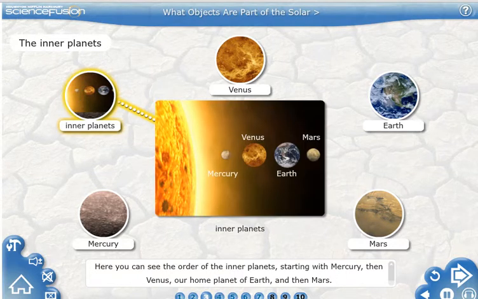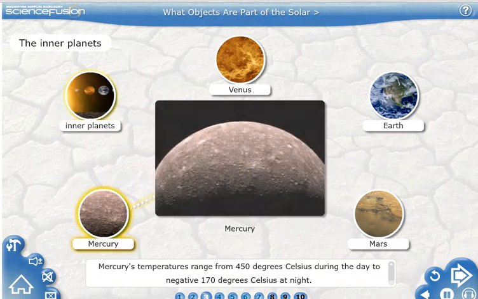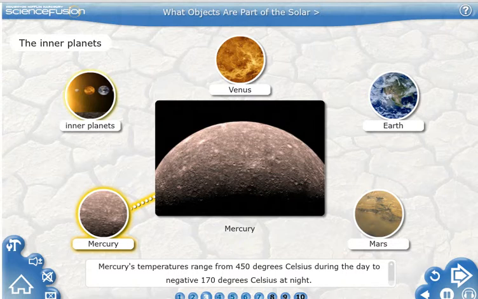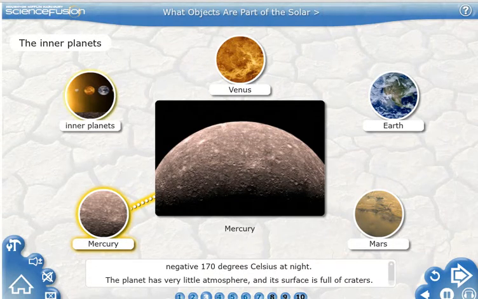Here you can see the order of the inner planets, starting with Mercury, then Venus, our home planet of Earth, and then Mars. Mercury's temperatures range from 450 degrees Celsius during the day to negative 170 degrees Celsius at night. The planet has very little atmosphere and its surface is full of craters.